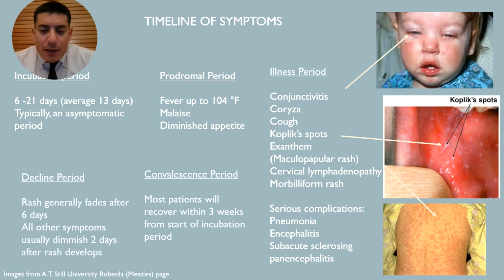You may also be able to palpate the cervical lymph nodes in the neck, and you'll see the conjunctivitis, coryza, runny nose, and cough. Thankfully, for most patients, it fades after that. The symptoms diminish as the rash diminishes, and most patients will recover within 3 weeks from the start of the incubation period. And we'll discuss some of the serious complications later.